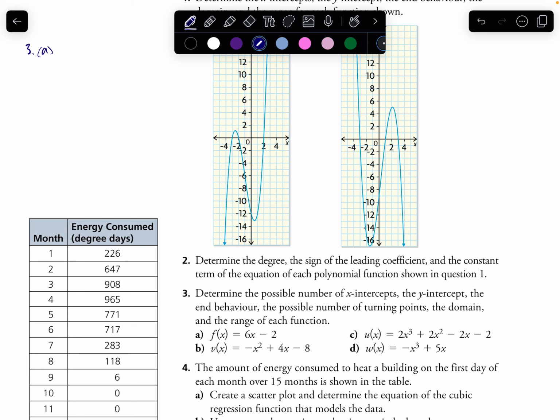So 3a. Okay, number of x-intercepts. The shape of the line, it's going to be a straight line like that. So at most, it's going to have 1 x-intercept. So 1. It's not saying what the x-intercept is. It's saying possible number of. Then it's saying what is the y-intercept. So let x equal 0. And the y-intercept is going to be negative 2. So take that and write that down.